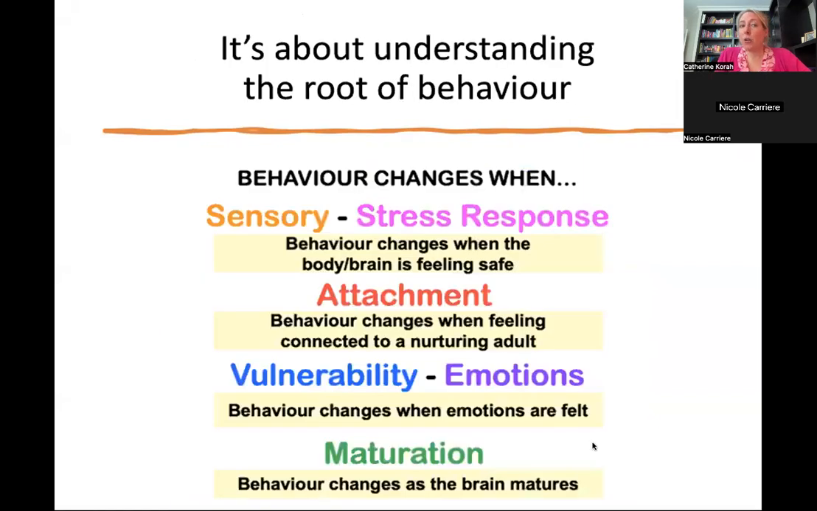Now, understand also what's at the root of behavior. How does behavior change? When we understand the nature of emotions and the root of behavior, we find out that behavior only changes when the brain and body are feeling safe. And so we try to establish moments of safety through the sensory system and the stress response, especially with our complex trauma and neurodivergent cases.